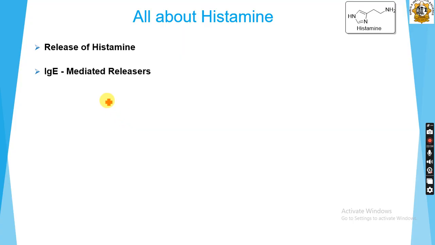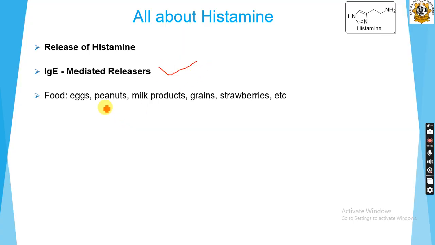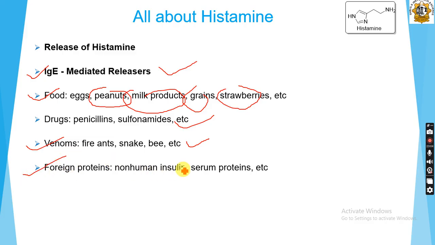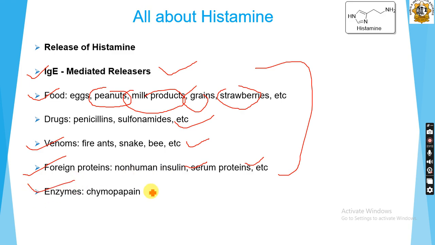It also is released in IgE-mediated food allergies: peanut, milk, sometimes peanut allergies, milk product allergies, grains, strawberries, many types of allergies are there. Drugs like penicillin and sulfonamide, some people are allergic to some drugs. Venoms like fire ant, snake, bee bites. Foreign proteins like non-human insulins. So these are the mediators that start the release of histamine.